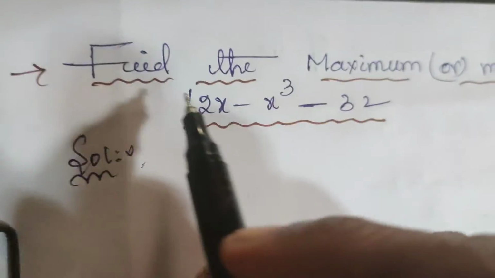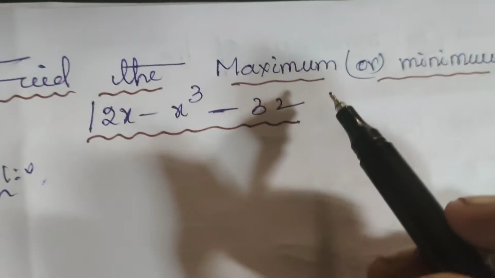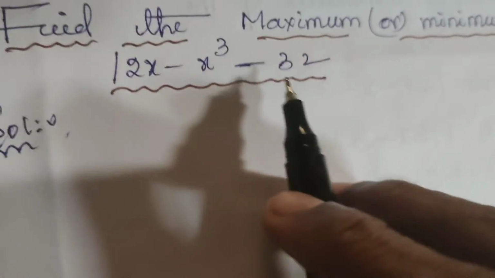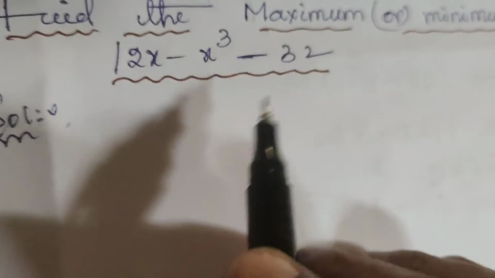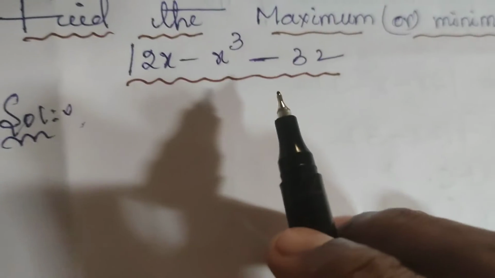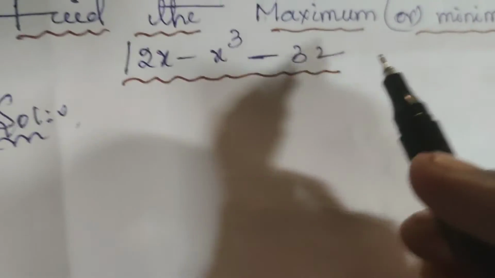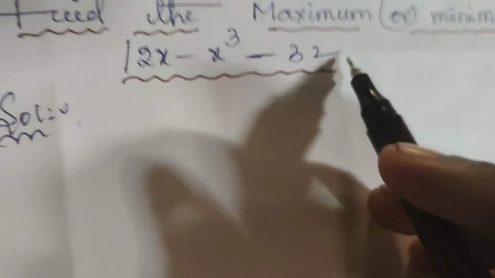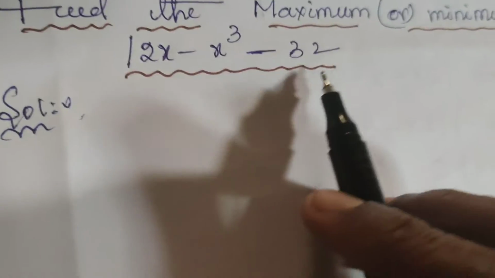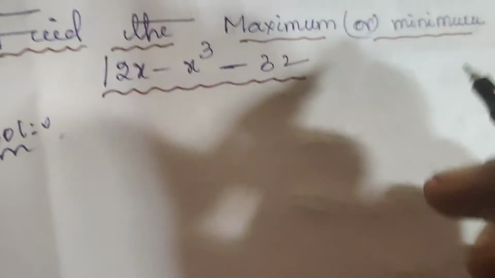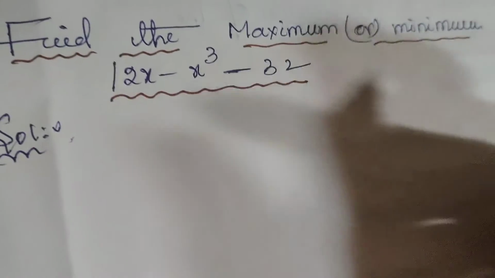This is Dr. Aiti. Today we are going to explain how to find the maximum or minimum of the expression 12x minus x cube minus 32. It is called an expression; if this expression becomes equal to 0, it is called an equation. In this expression, find the maximum or minimum.